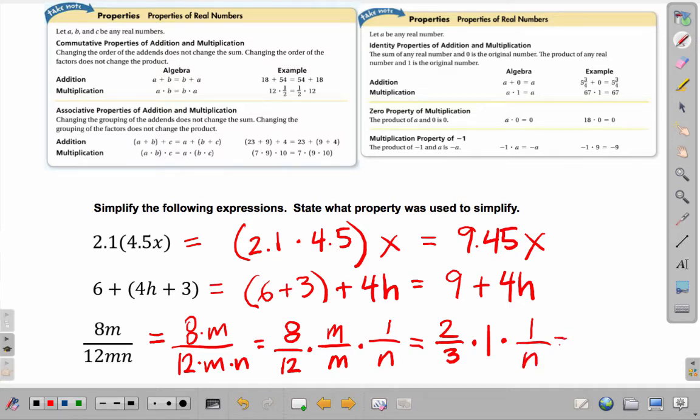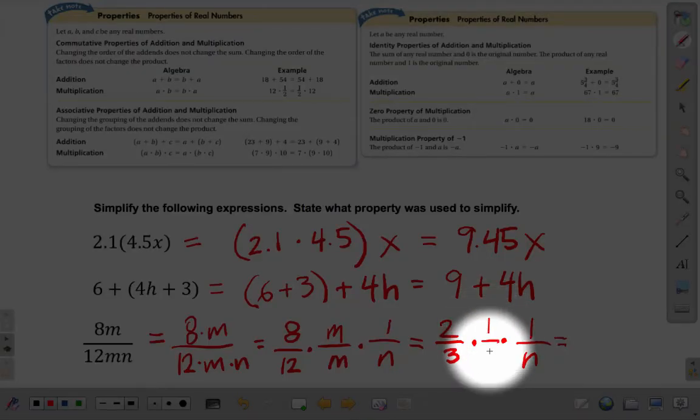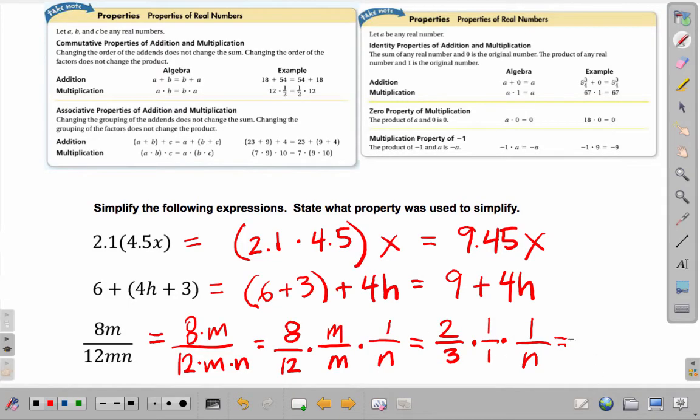The last thing to do is to go ahead and put this all back together in a big fraction, just as our original problem was. So 2 times 1, now 1, we could rewrite the 1 as 1 over 1, right? 1 is the same as 1 over 1. And that might help us when we have to go back to multiply this back together. 2 times 1 is 2. Across the top in the numerators, multiply the denominators. 3 times 1 is 3, times n is 3n. So this original expression, 8m over 12mn, simplifies down to 2 over 3n.